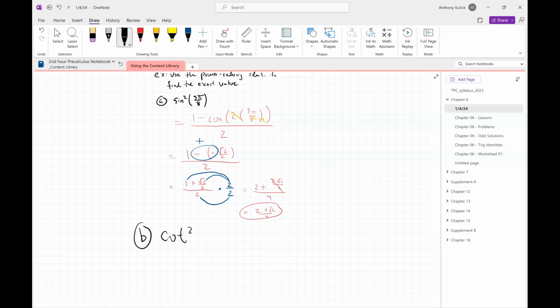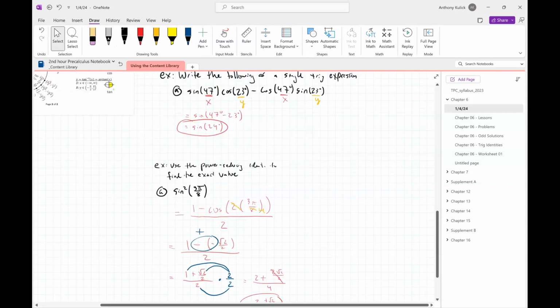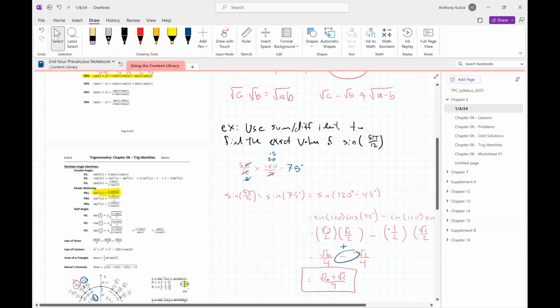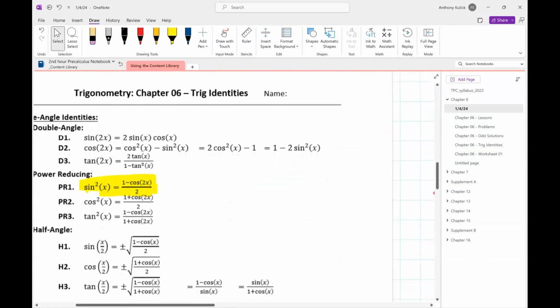What if I give you cotangent squared of negative 165 degrees? Supposed to be using power reducings. Okay, well, let's go look at the power reducing. Oh no, Mr. Kulik. Cotangent squared, I don't have a power reducing formula for that. What do I do?